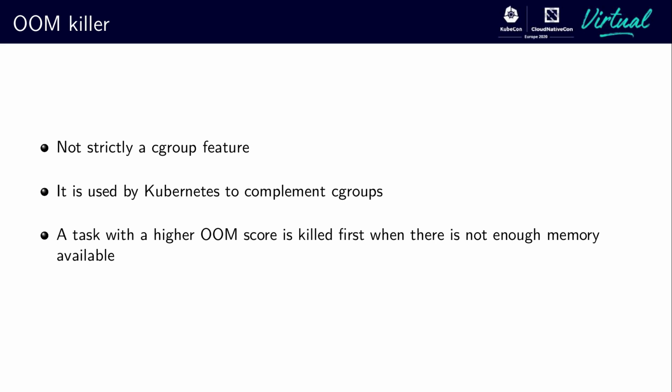So, the oom killer. Strictly speaking, it's not a cgroup feature, but it's used by Kubernetes to complement how it uses cgroups. Each Linux process has an oom score. In out-of-memory situations, the kernel will take it into account and will prefer terminating processes with a higher oom score. It's possible to modify its value in part through a configurable adjustment.